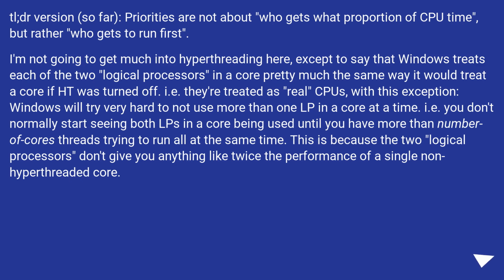I.e. you don't normally start seeing both LPs in a core being used until you have more than the number of cores in threads trying to run all at the same time. This is because the two logical processors don't give you anything like twice the performance of a single non-hyperthreaded core.